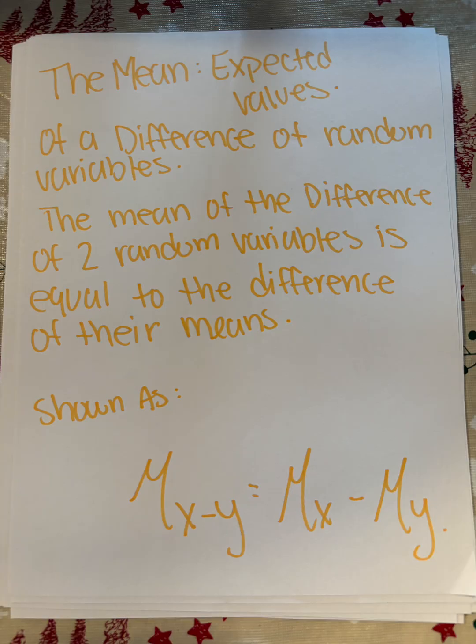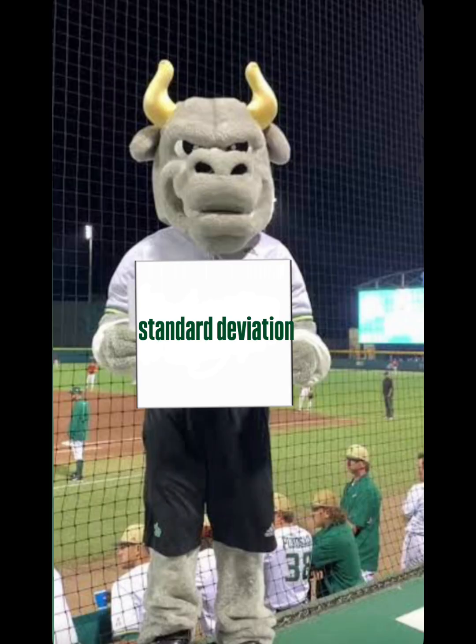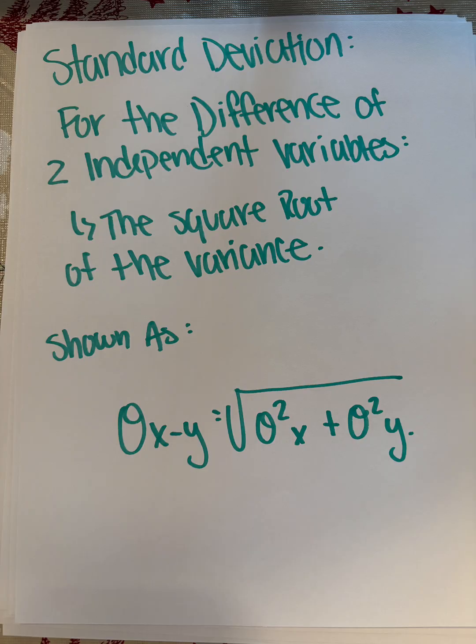The mean of the difference of two random variables is equal to the difference of their means, shown as μ(X−Y) equals μX minus μY. The variance of the difference of two independent random variables, shown as σ²(X−Y), is going to equal σ²X plus σ²Y. Now moving on to the standard deviation for the difference of two independent variables. You're going to then square root the variance, shown as σ(X−Y) equals the square root of σ²X plus σ²Y.